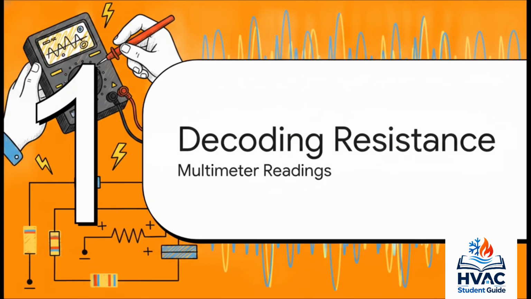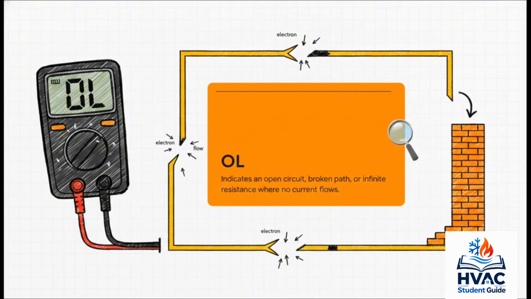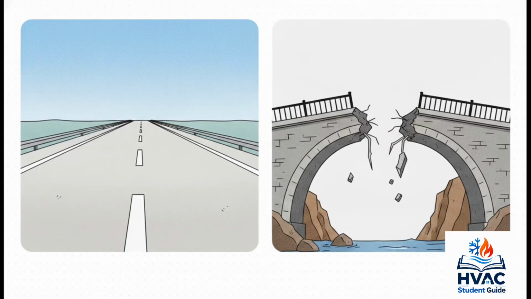Decoding multimeter resistance readings. Let's tackle the big one first, OL. Now, depending on your exact meter, it might stand for open line or maybe infinity. But look, when your screen shows OL, it is not just a blank screen waiting for a signal. In the physical world, it means the bridge is completely out for electron flow. It indicates an open circuit, a physically broken wire, or a resistance that is just so incredibly high that absolutely no current can pass through. It's a total roadblock.